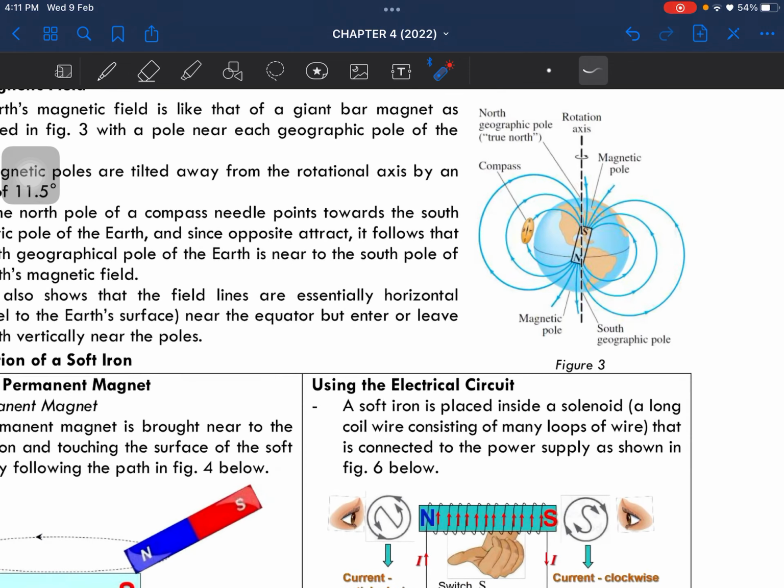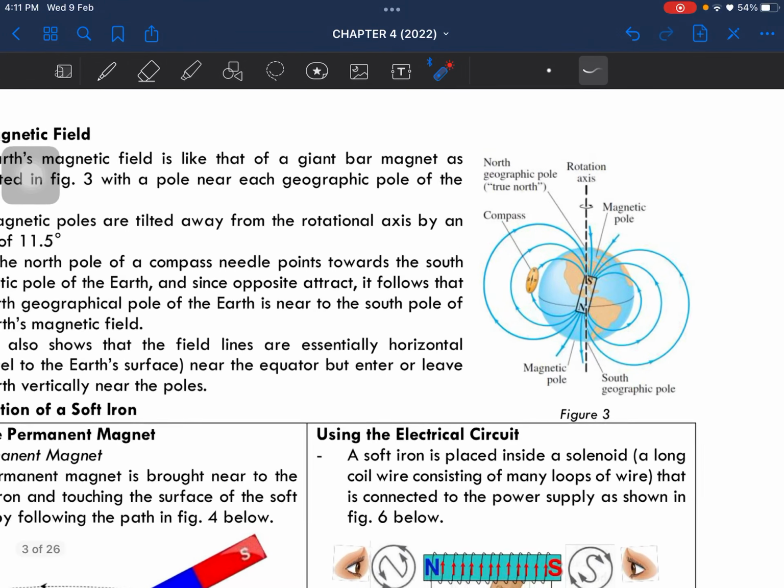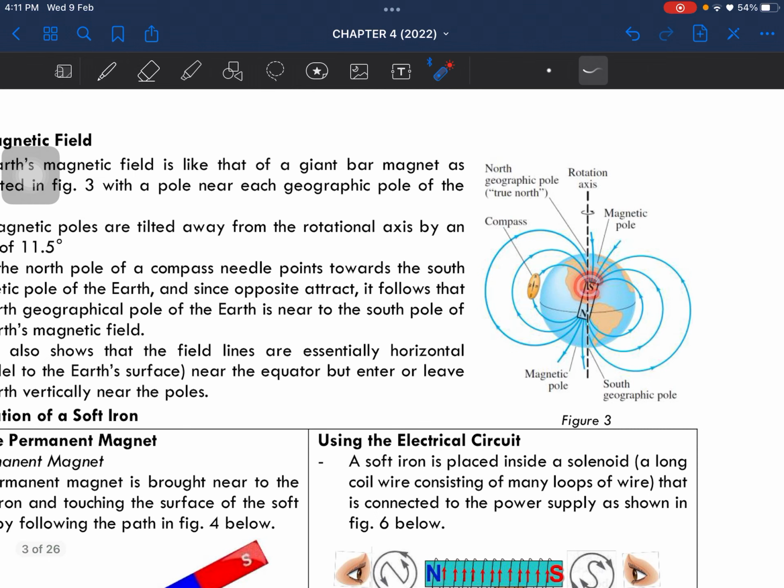However, remember, if it is the Earth's magnetic field, it will be the other way around, because the south pole of a magnet will be attracted to the north pole here, which is the true north, and then the south pole here will be attracted to the north pole of the magnetic field on Earth.